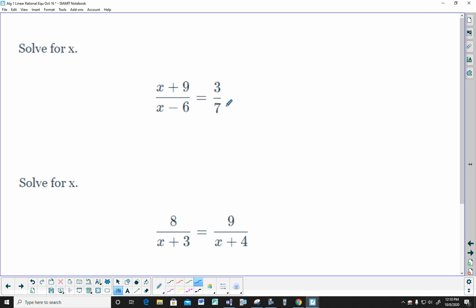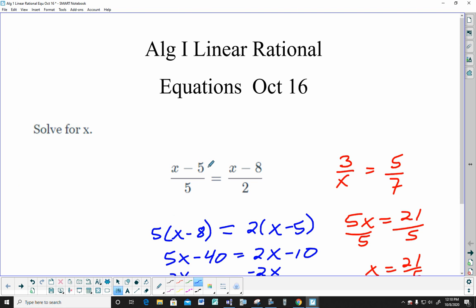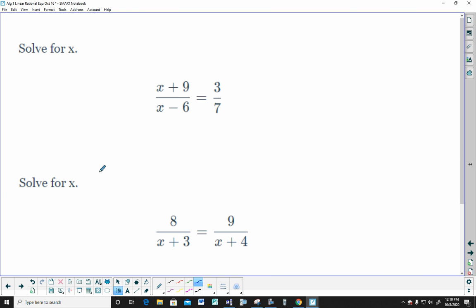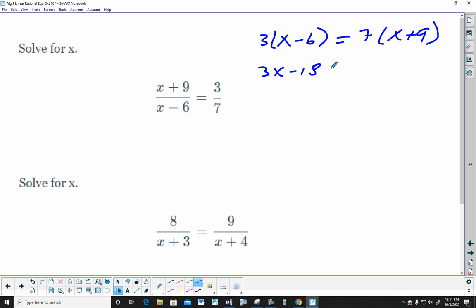No different. Cross multiply. So notice on this, both of the variables were upstairs, one above the other. You can't cancel anything. You have to cross multiply. So you say 3 times everything that's in there equals 7 times everything that's in this one. Distribute this stuff inside, 3 times everybody equals, sorry, my 8 didn't finish, 7x plus 63.